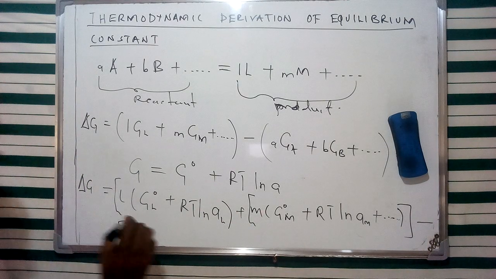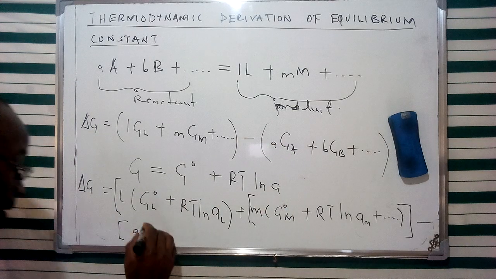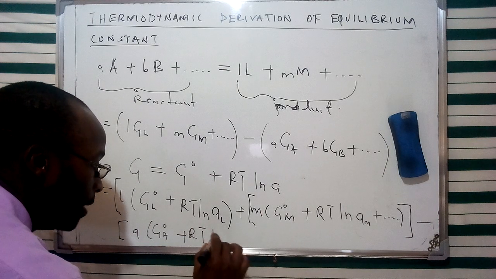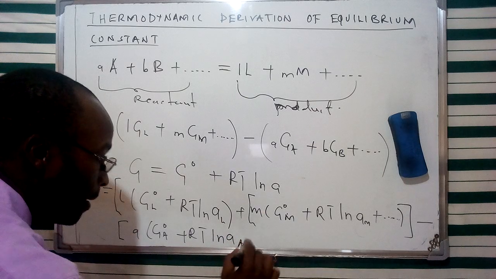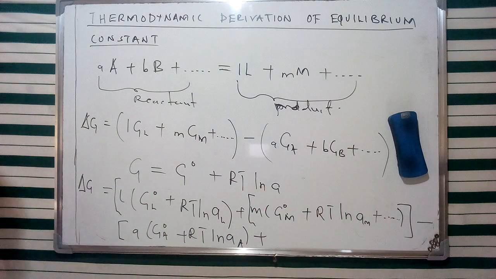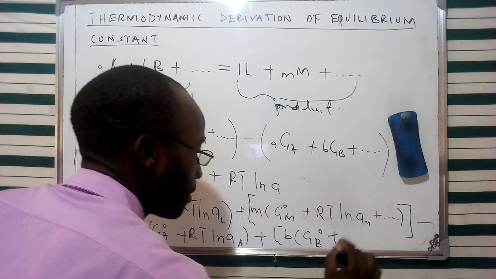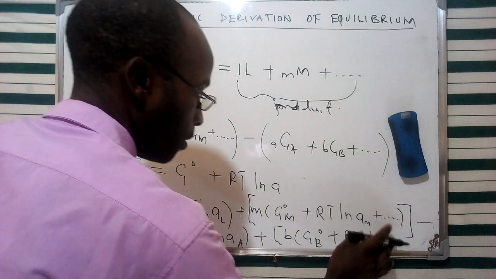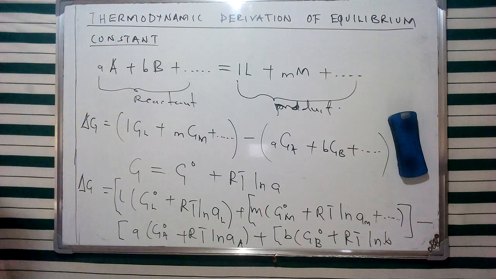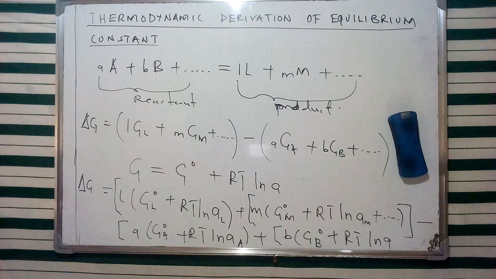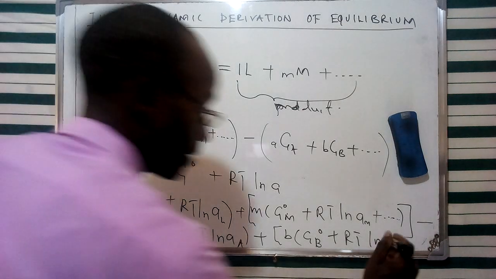So this is going to be a coefficient of A into G_A standard, and then we're going to have plus RT, the natural log over A. And then this is going to be plus the second state, which is going to contain the coefficient of B into G_B standard plus RT natural log over B. So this is going to be natural log over B, and then that natural log over A, and then this is going to contain that specific element of B given as B.